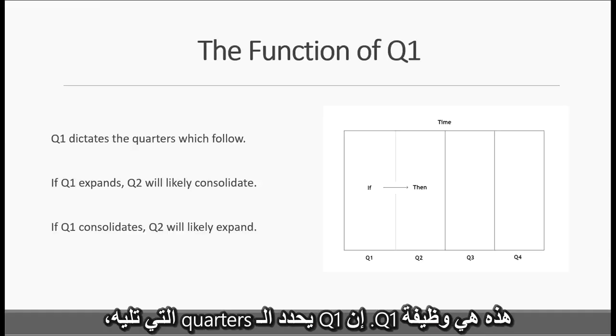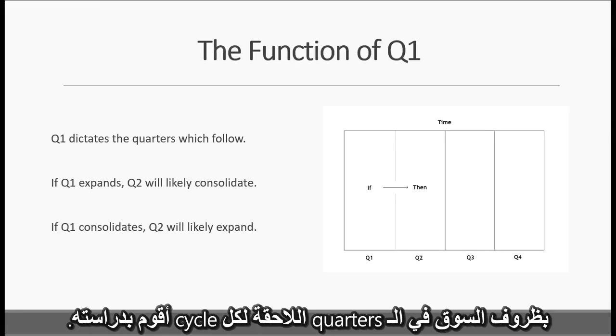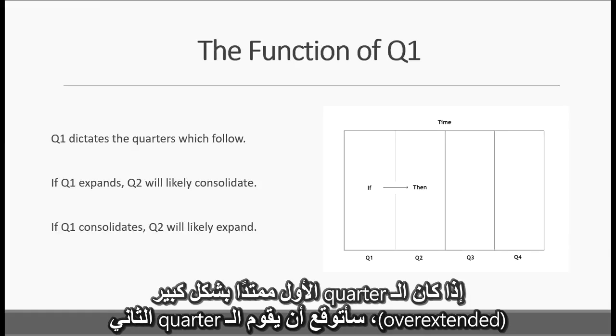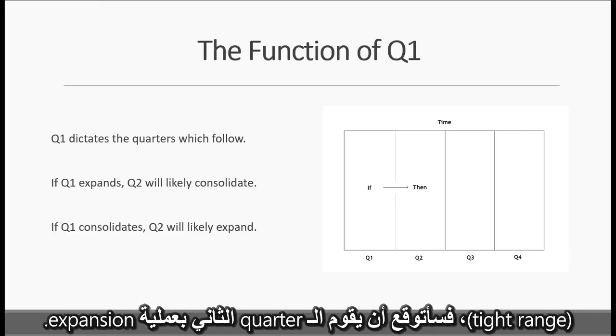Q1 dictates the quarters which follow, meaning I use Q1 as a barometer for forecasting market conditions in the subsequent quarters of each cycle I'm looking at. If the first quarter is overextended, I'll expect the second quarter to consolidate. And if the first quarter is in a tight range, I will expect the second quarter to expand.